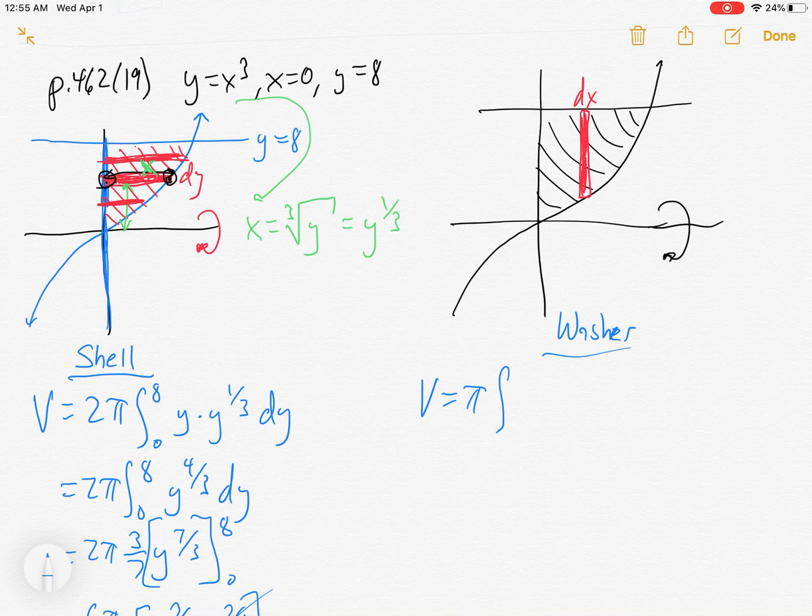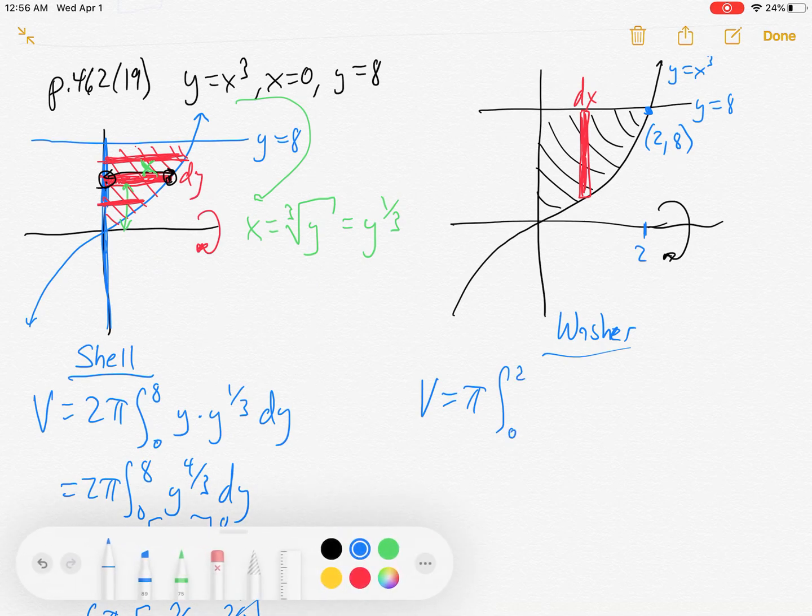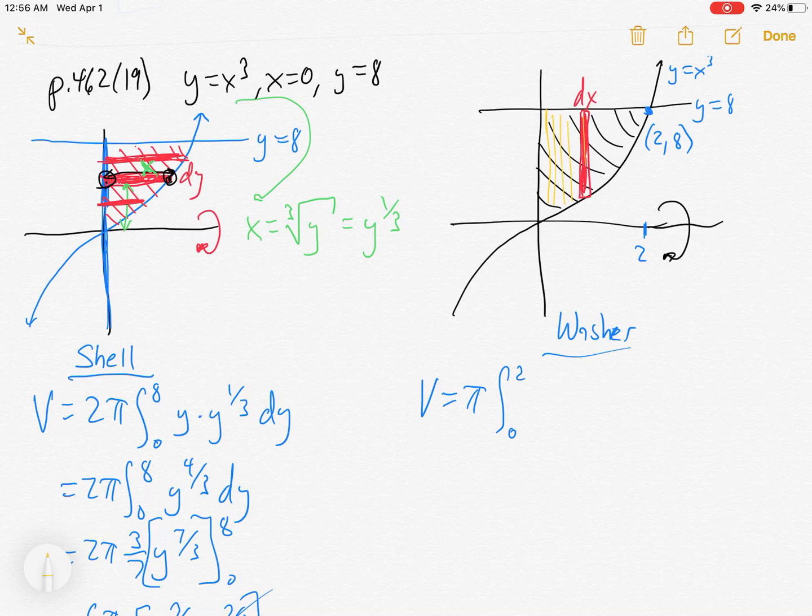What are the bounds? Well, actually, this one we have to figure out, right? Because we know this is y equals 8. This is y equals x cubed. Well, when would they intersect? At 2, right? Because 2 cubed is 8. So again, I'm trying not to pick two horrible values. So what are the bounds going to be? 0 to 2, right? So we slice our way through. So these are horizontally aligned from 0 to 2.